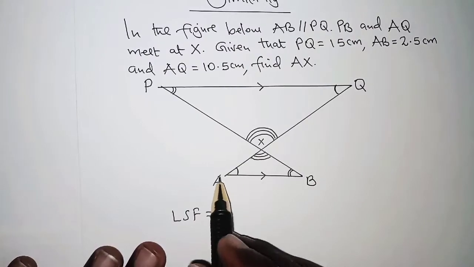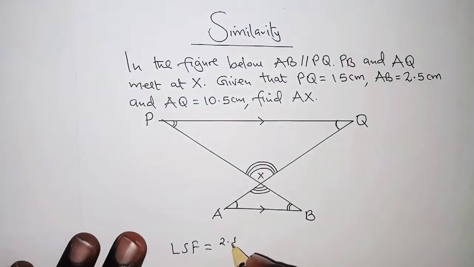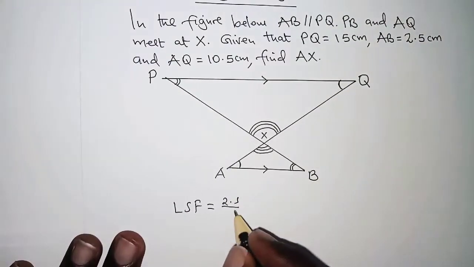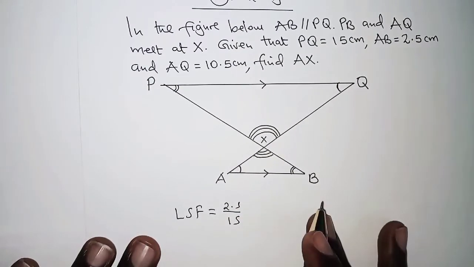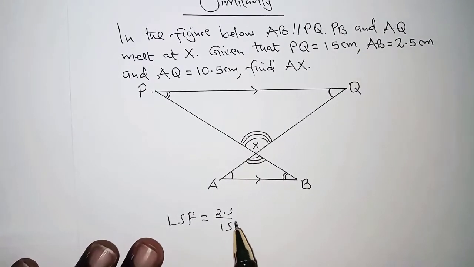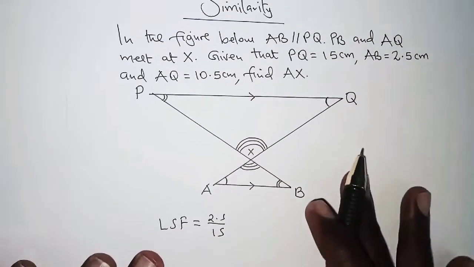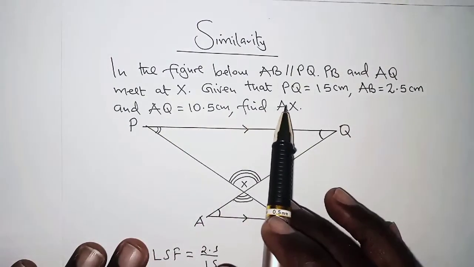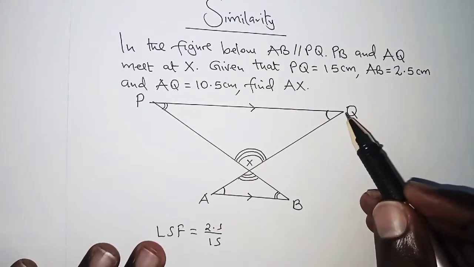We were given the length of AB, so we have AB is 2.5 over PQ. PQ is 15. So with this, we already have the linear scale factor, and the ratio of the corresponding lengths should always be constant. But remember, in the question, we are also told that AQ is 10.5. So A up to Q is 10.5.